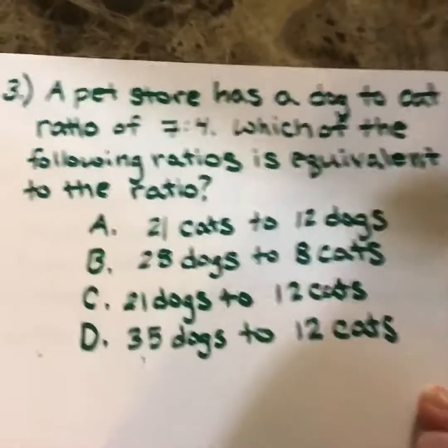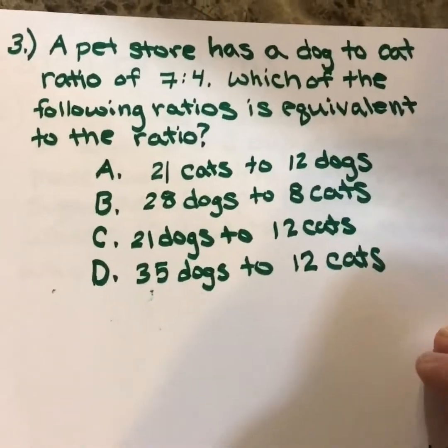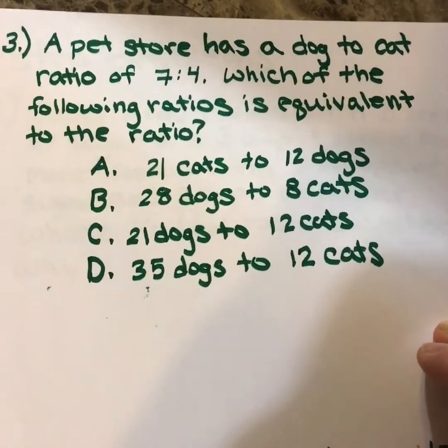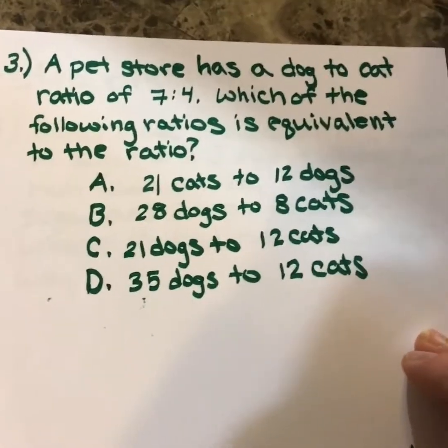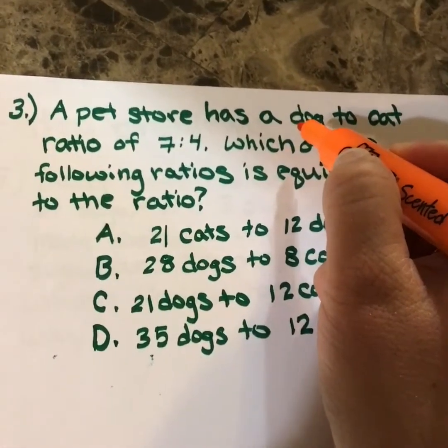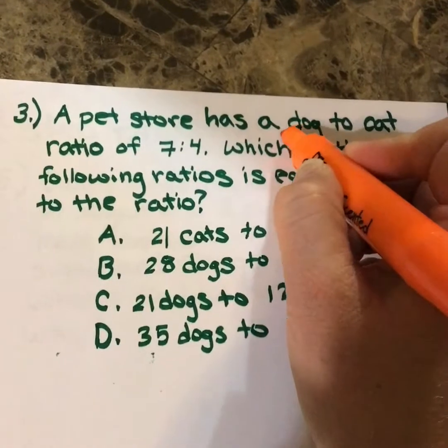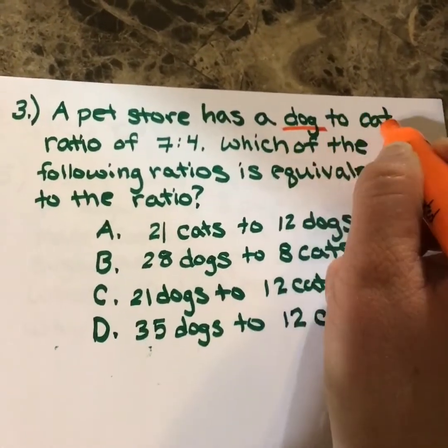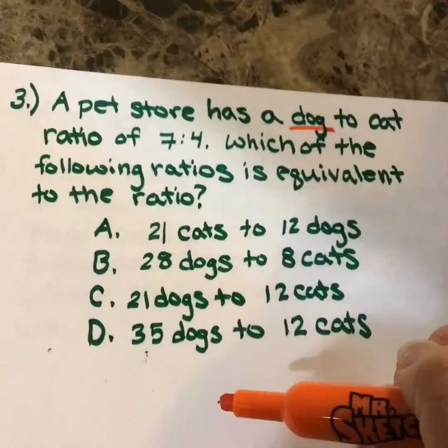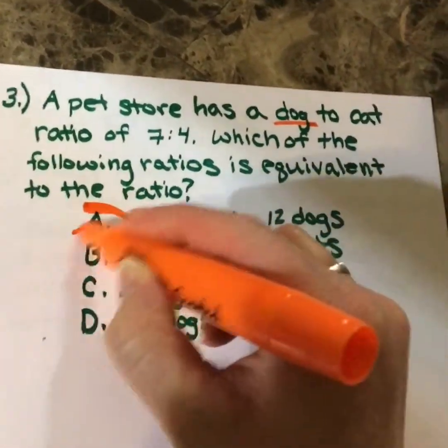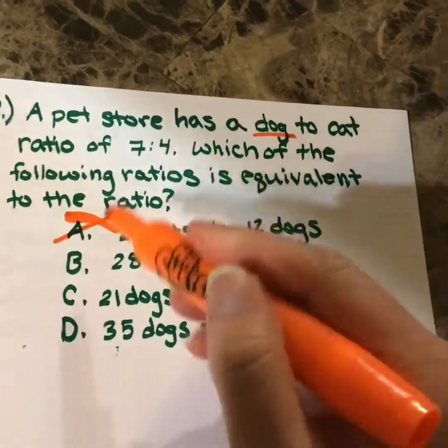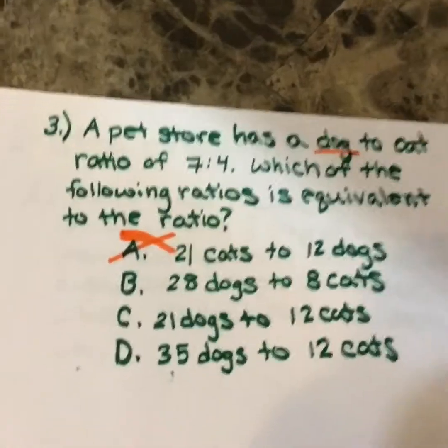Number 3, a pet store has a dog to cat ratio of 7 to 4. Which of the following ratios is equivalent to the ratio? So the very first thing that I'm going to suggest you do is look at the original ratio and see what order it is written in. Well, it's dog to cat. So dog has to come first. So could A even be a possibility? No, because cats do not come first. Dogs come first. So A cannot even work.